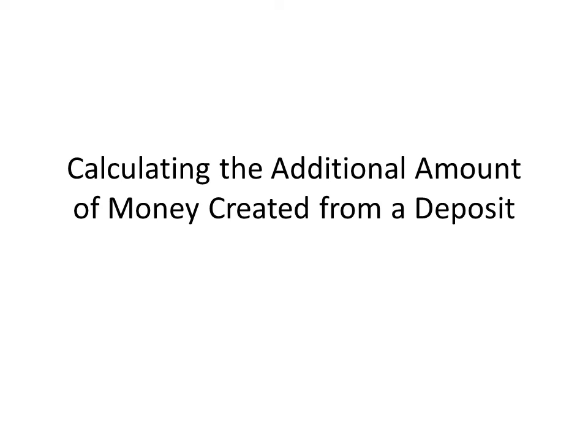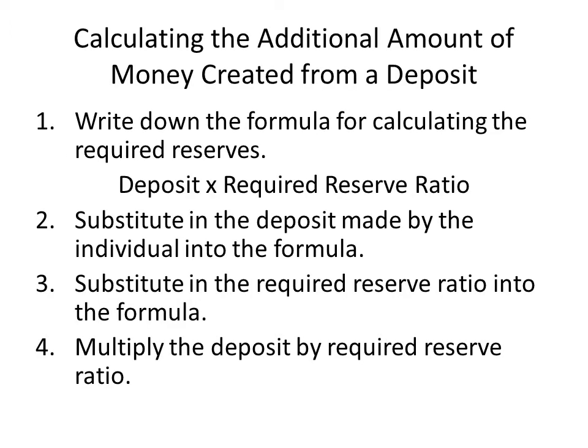The last tutorial that we'll look at with the bank multiplier is calculating how much money is created, or how much additional money there is available for people to spend from a deposit. The first step is to write down the formula for calculating the required reserves. The required reserves formula is deposit times the required reserve ratio.